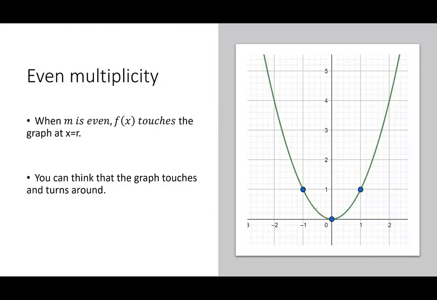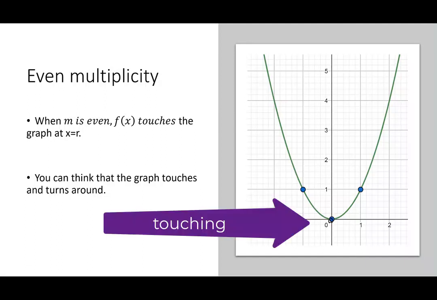We're going to break it into two parts, even and odd. So when m is even, f of x is going to touch the graph at x equals r. I put up the graph of x squared because I think we're familiar with it. And you can see I'm just touching the graph at the origin. I'm not going through it. I'm staying positive. So I'm just coming down and going back up.